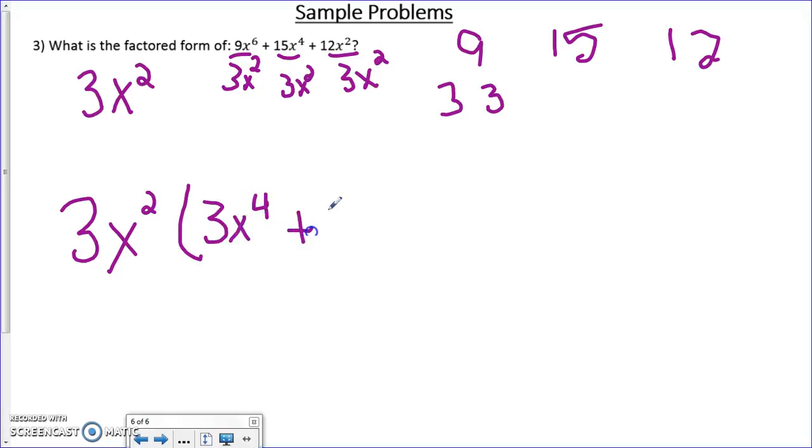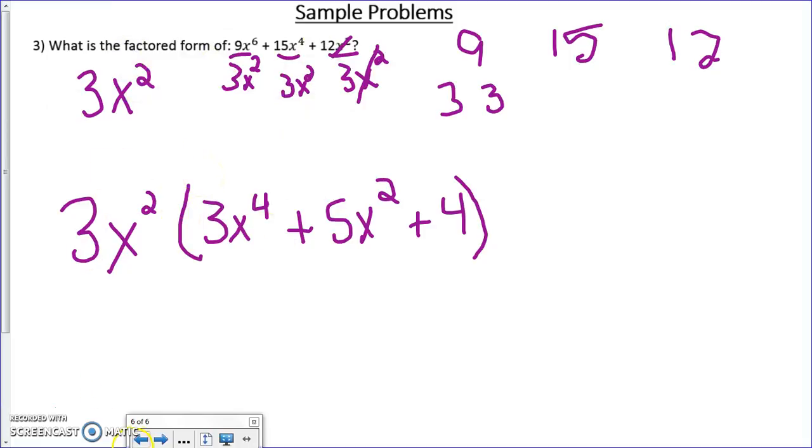Plus 15 divided by 3 is 5. And 4 minus 2 is 2. So 5x squared. And I know the x squareds are going to go away here. 12 divided by 3 is 4. And again, I know this is the first time that you're seeing this. It may seem a little confusing. The factoring part can be a little confusing.